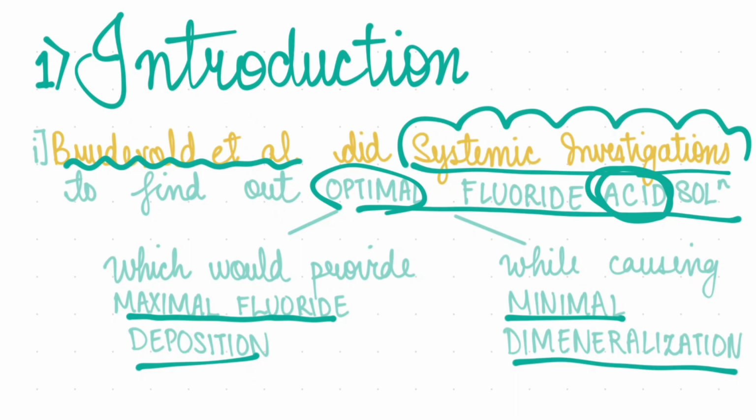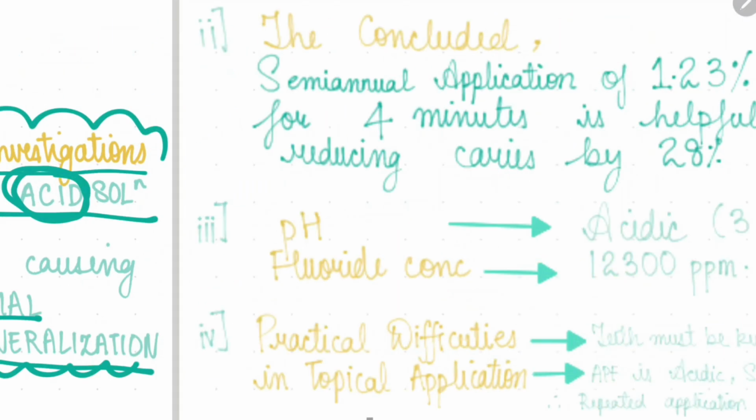Now we are going to apply an acidic fluoride solution on the teeth. So we have to make sure this acidic fluoride solution causes minimal demineralization and maximal fluoride deposition. It means that it should not harm the tooth and provide benefits for the tooth. Do you understand? So he did a systemic investigation to find out the optimal concentration of fluoride, which will give us the maximum fluoride deposition and minimum demineralization of tooth.